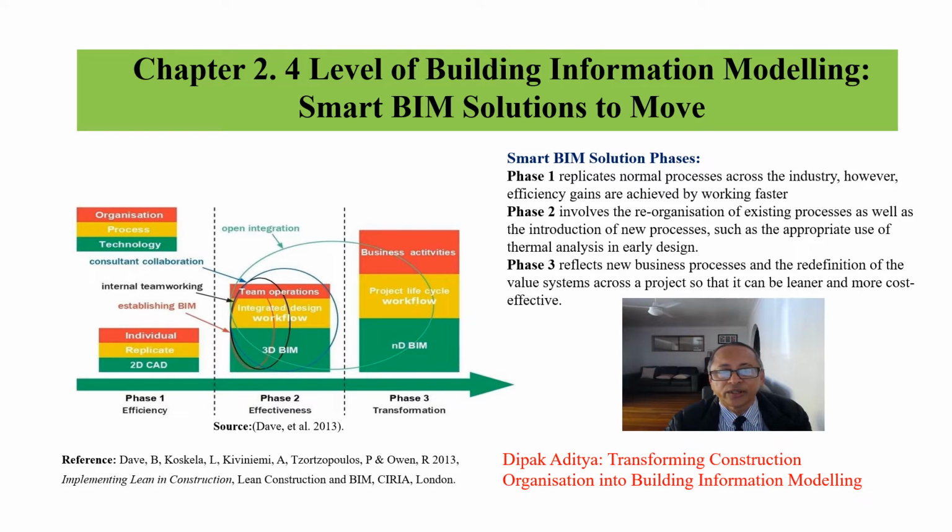Phase 1 is efficiency, establishing BIM. Phase 2, effectiveness, team operation, integrated design workflow, and 3D BIM. Phase 3, project lifecycle workflow and business activities, which are more than 3D environment, probably 4D to 10D. In the Australian situation, currently most Australian construction organizations are in phase 1. The goal of this video is to enable the construction organizations to reach phase 2 and level 1.